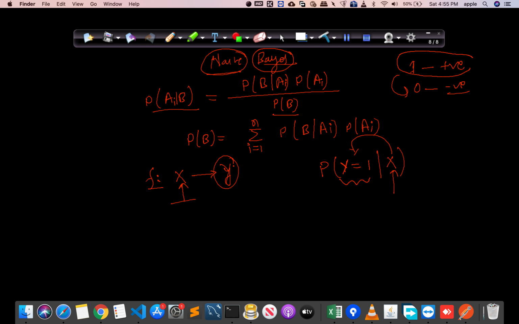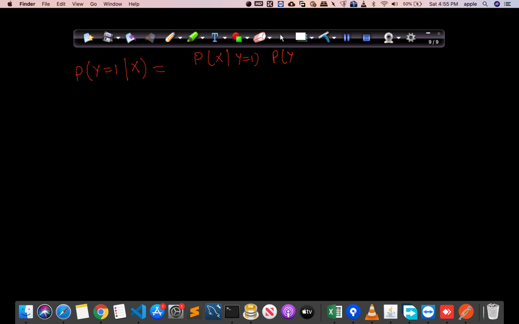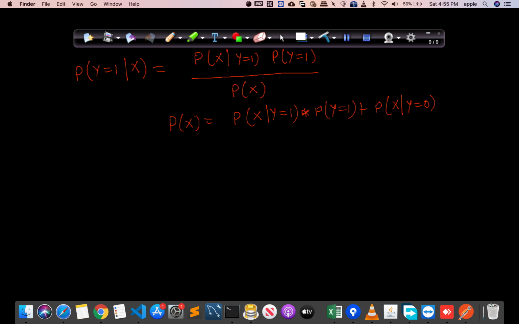So using this formula, we can write the probability of y equals 1 given x as the probability of x given y equals 1, multiplied by the probability of y equals 1, divided by the probability of x. And this probability of x can be given as the probability of x given y equals 1 multiplied by the probability of y equals 1, plus the probability of x given y equals 0 into the probability of y equals 0.